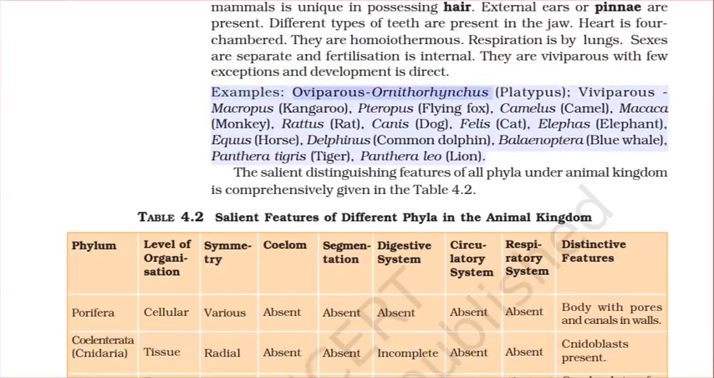Examples: oviparous: Ornithorhynchus, platypus; viviparous: Macropus, kangaroo; Pteropus, flying fox; Camelus, camel; Macaca, monkey; Rattus, rat; Canis, dog; Felis, cat; Elephas, elephant; Equus, horse; Delphinus, common dolphin; Balaenoptera, blue whale; Panthera tigris, tiger; Panthera leo, lion.